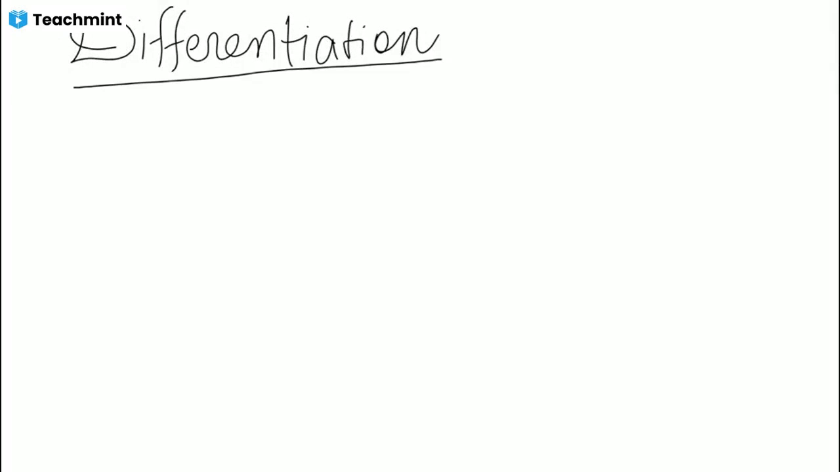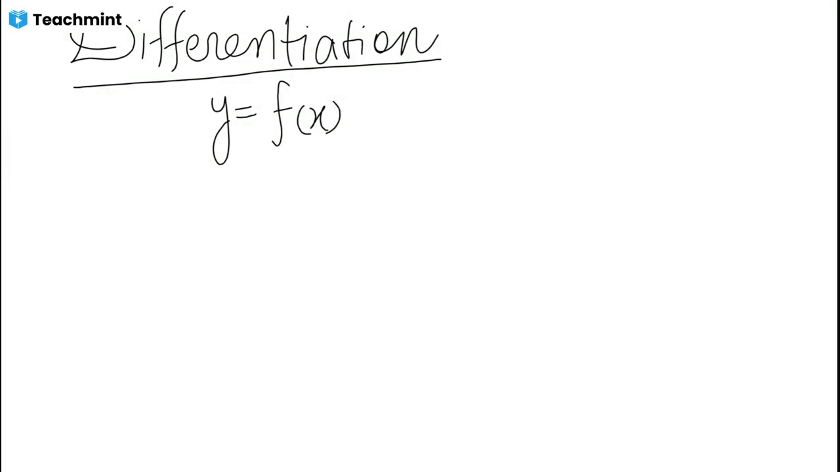So, first topic is differentiation. Let's start it. First of all, let us understand what it means. A function y of x can be defined as y is equal to f(x). We say this y is a function of x.